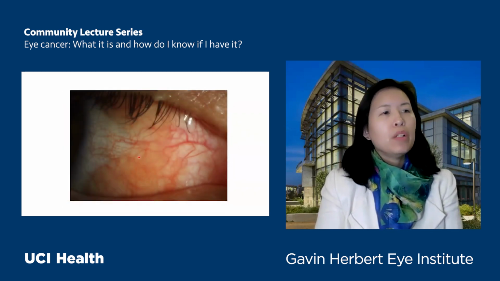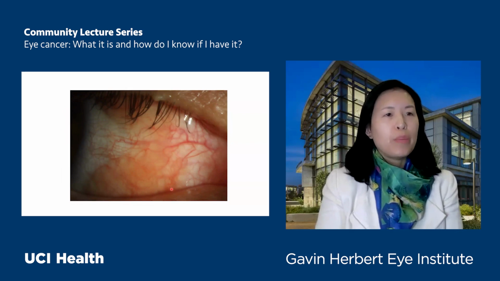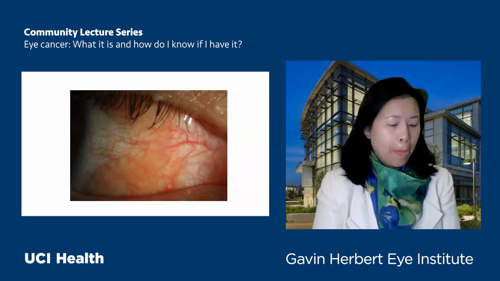This is one that we call a salmon patch. It has a smooth surface, and this orangey salmon color also needs to be biopsied. And this is not a sun-induced cancer. This is actually a lymphoma.